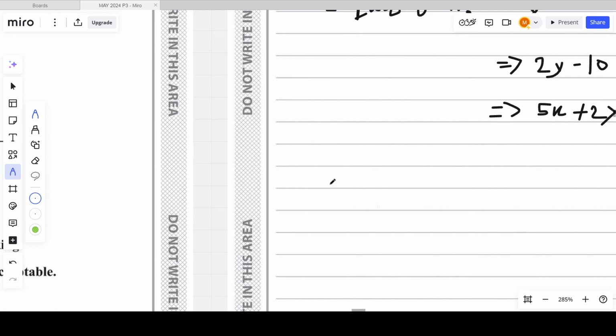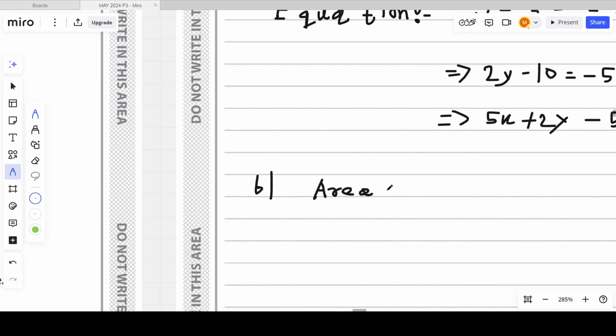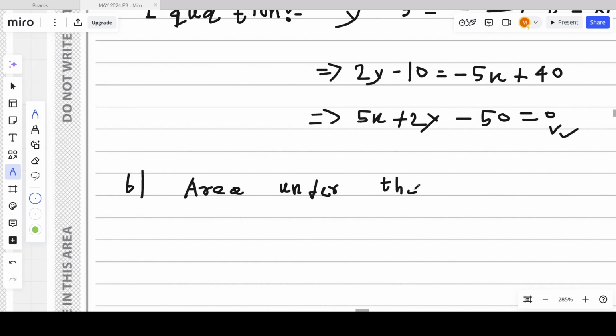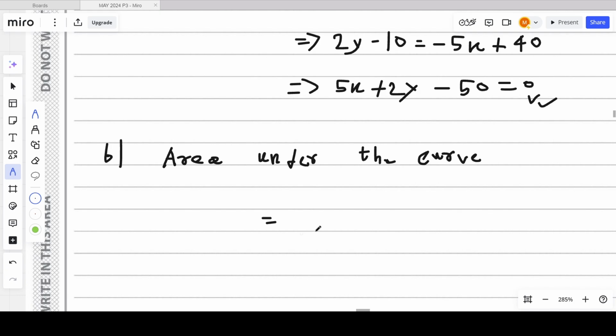Okay. So for part B, what we need to find out? Area under the curve. So under the curve, how much is this? We need to use what? Integration. So the area under the curve is the integration from 8 to 7/4, and then the equation is what?